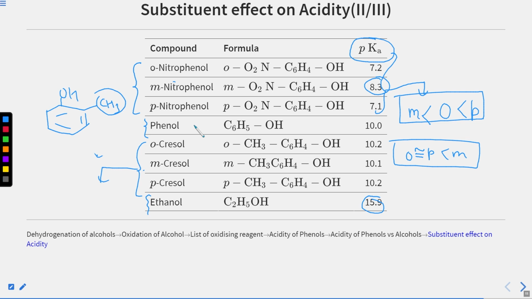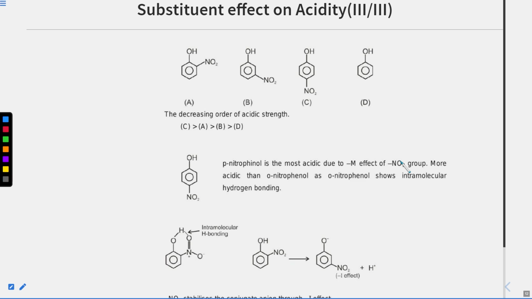But what is the reason behind this ortho, meta and para trend? We will see it right now. Okay, first we will see for the nitro group. What is the reason behind it?